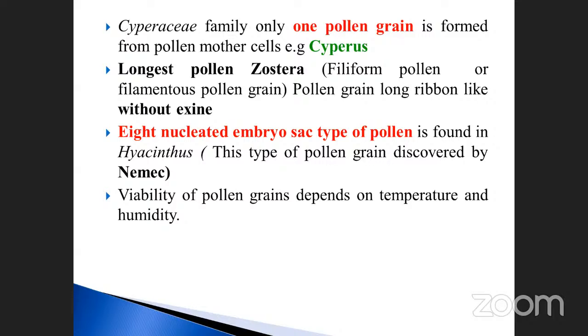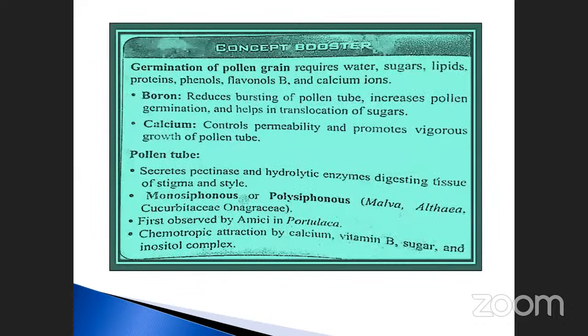So what are the types of pollen grains? Longest pollen grains in Justira. The 8 nucleated embryo sac type of pollen grains is also found in Hyacinthus. This was first introduced by the scientist called Nemec. And also viability, these things we already discussed. And what are the elements essential for the germination of pollen grains? That we also discussed yesterday, isn't it?